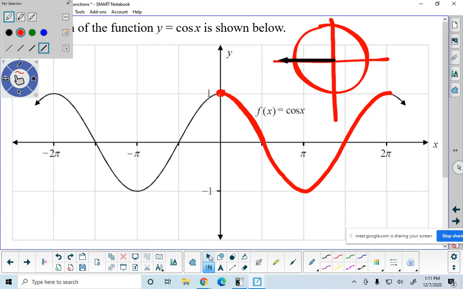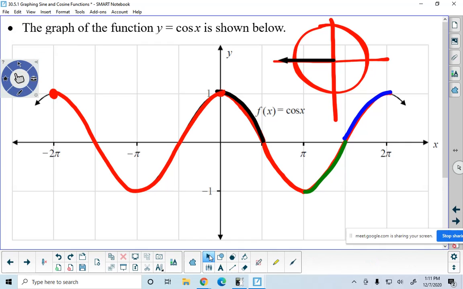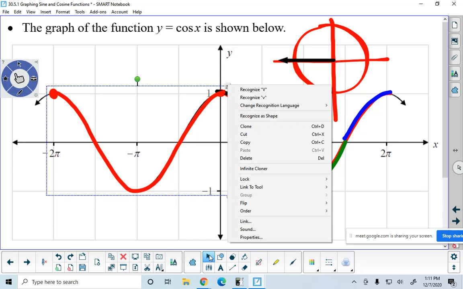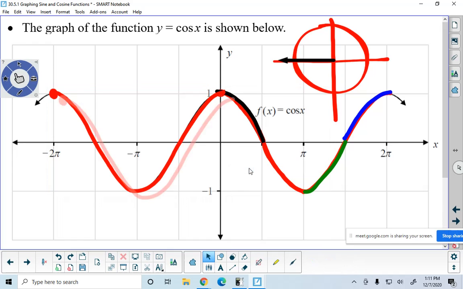Notice there are 1, 2, 3, 4 pieces, and that is considered a complete cycle of cosine. And just like the other graph, sine of x, this thing will repeat. Down, down, up, up. That thing will repeat an infinite number of times in both directions.